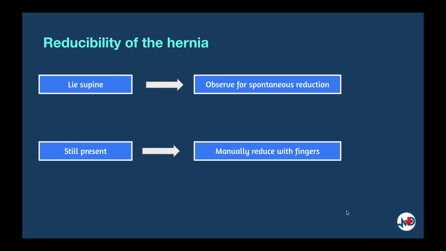Next, check for reducibility. A reducible hernia is one which can be flattened out with changes in position or application of pressure. Ask the patient to lay supine and observe for evidence of spontaneous reduction. If the hernia is present, try to manually reduce it using your fingers. The hernia may reappear if the patient stands up, coughs, or application of pressure is removed. A hernia which is tender and irreducible may be strangulated and requires urgent surgical review.